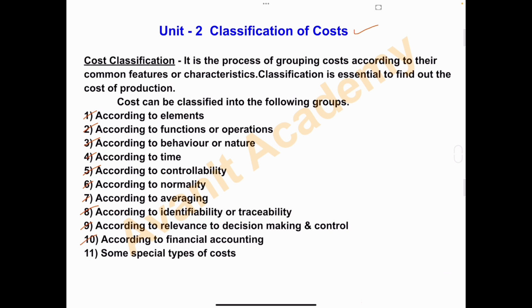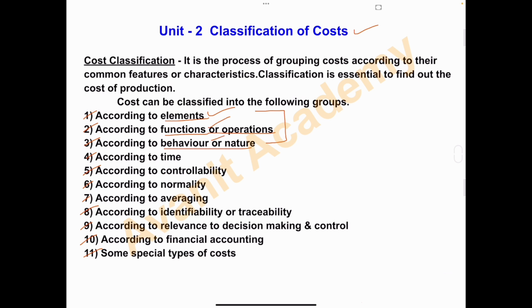10th, according to financial accounting. And the last one is some special types of cost. So the costs are classified into these 11 groups. In this unit, you will study the first three classifications, that is according to elements, according to functions or operation, according to nature or behavior. First three you will study in detail in this chapter, that is element wise, function wise, and behavior wise.